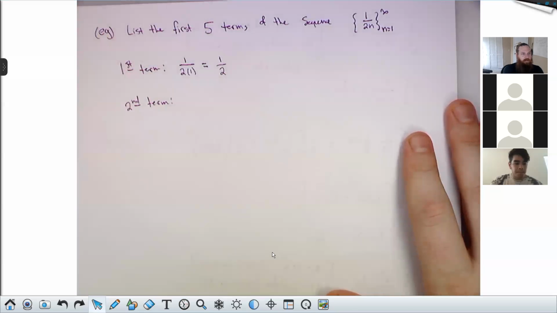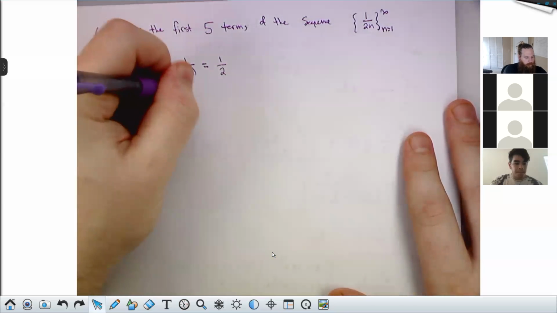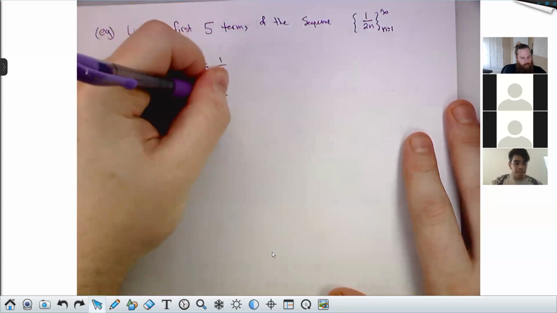Good, Leanne and Olivia both nailed that. What about the second term? Yeah, it would be 1/4. I get it by plugging n equals 2 in here. So this is 1 over 2 times 2, which is definitely 1/4.